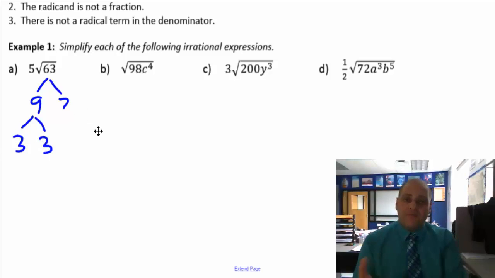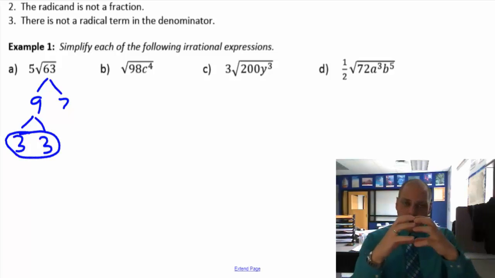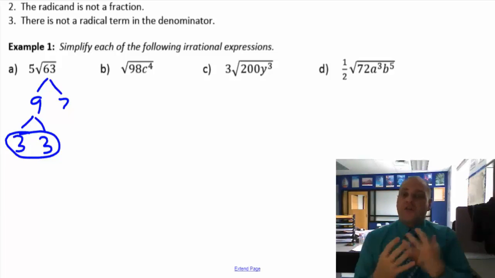This is my prime factorization. You may have learned it. That's the terminology, prime factorization. 3 times 3 times 7, and that gives you 63. What you're looking for are those groups or pairs of identical factors, because we're doing square roots. Pairs of identical factors. 3 and 3. Circle it. Because I have that pair, that represents just a 3.